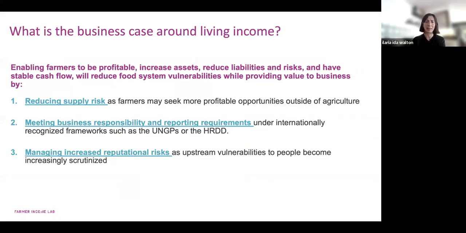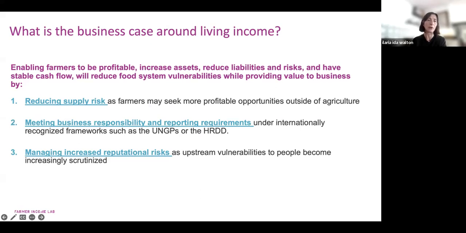So what's the business case around living income for a corporate company? We really believe that if farmers are profitable and they've got good assets, they don't have a huge amount of liabilities and they don't have the big burden of risks, they are ultimately better business partners for us.